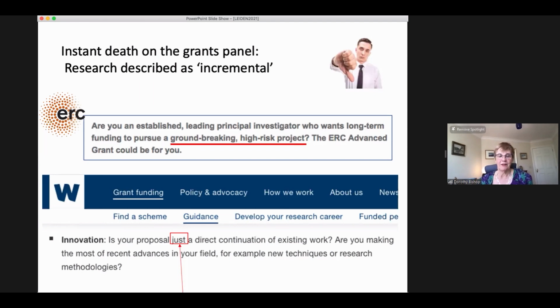But it is noteworthy that if you look at the websites of most funders, they are emphasizing the importance of novelty all the time. And indeed, I've sat on grants panels where the way you kill a project is to describe it as incremental. And if you are applying to the ERC, the European Research Council, for funds, they want you to say that you've got a groundbreaking high-risk project. And if you apply to the Wellcome Trust, they say, is your proposal just a direct continuation of existing work? As if that's sort of a bad thing, to start a line of work and then continue with it. Next slide.